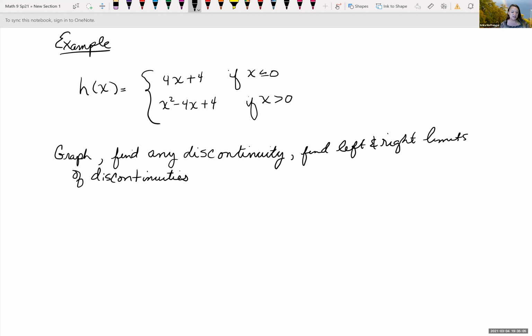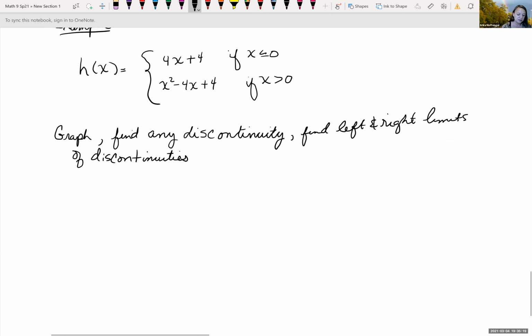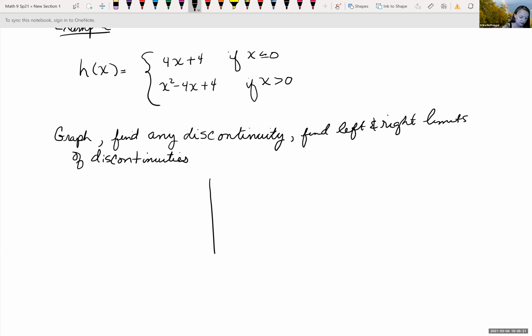Okay, so we have the following piecewise function. It's asked us to graph it, find any discontinuity, and find the left and right limits of any discontinuity. Our first equation is 4x plus 4, and those are values for x less than or equal to 0. So we want to graph that equation. I notice 4x plus 4 is a line. I can tell what the slope is. It's in the form y equals mx plus b. Our slope is 4, and my y-intercept is also 4.